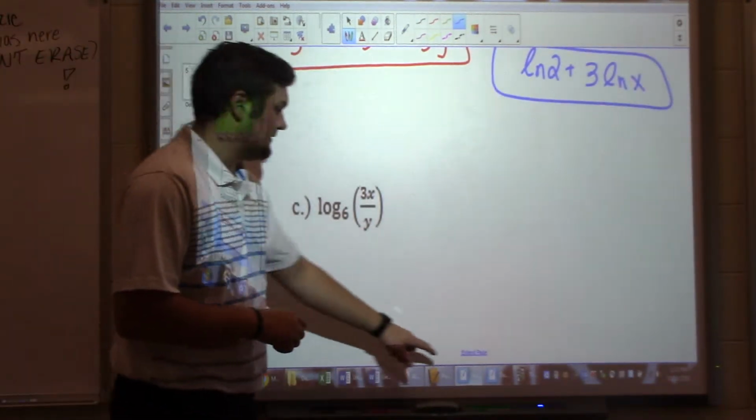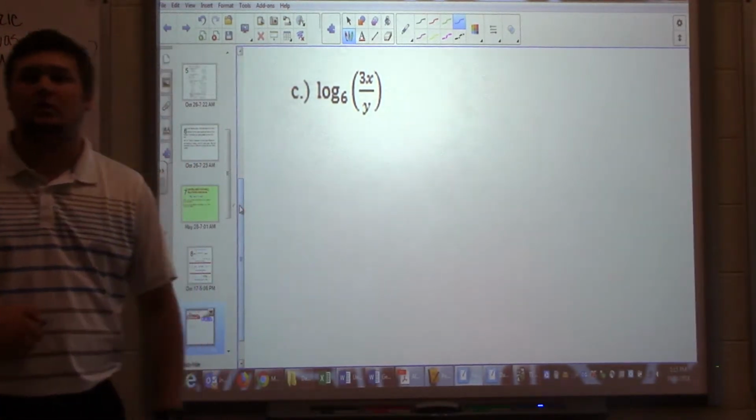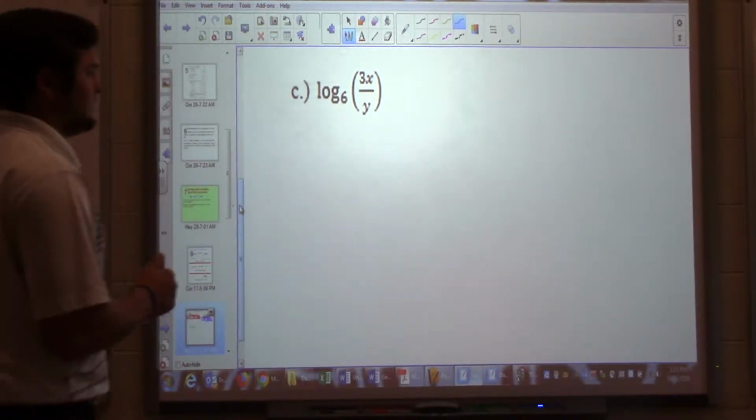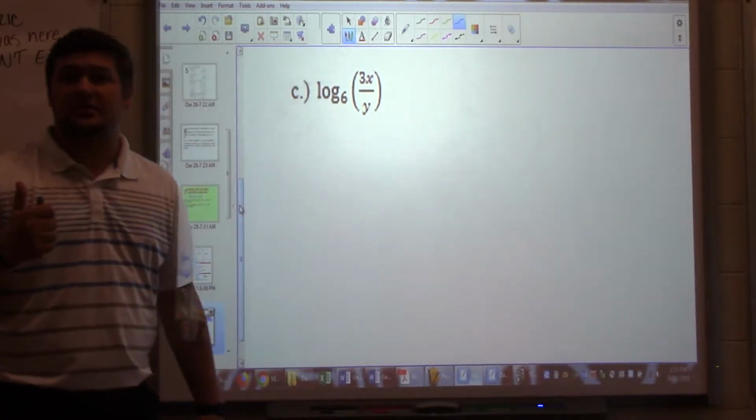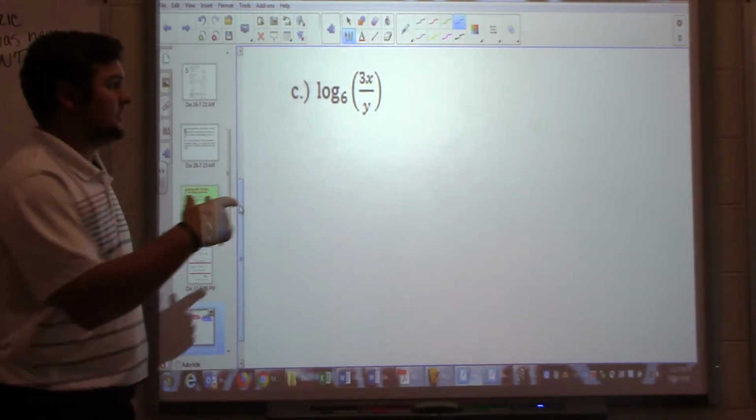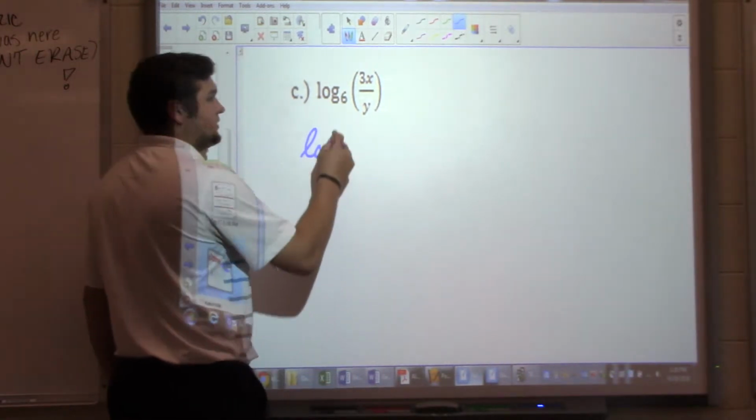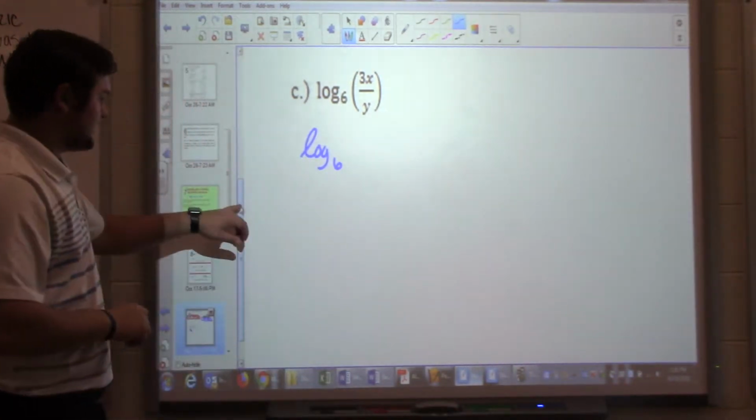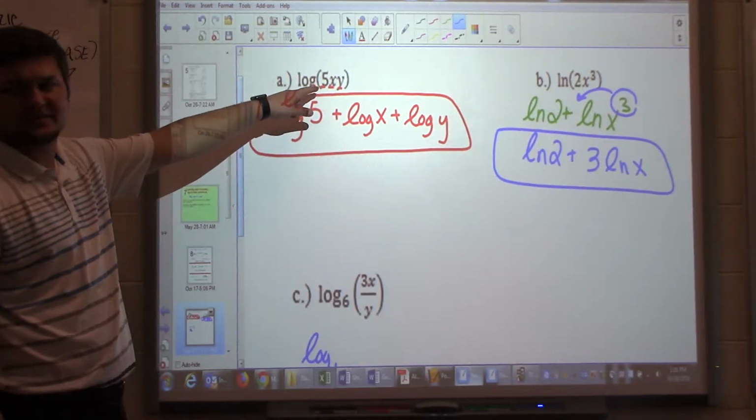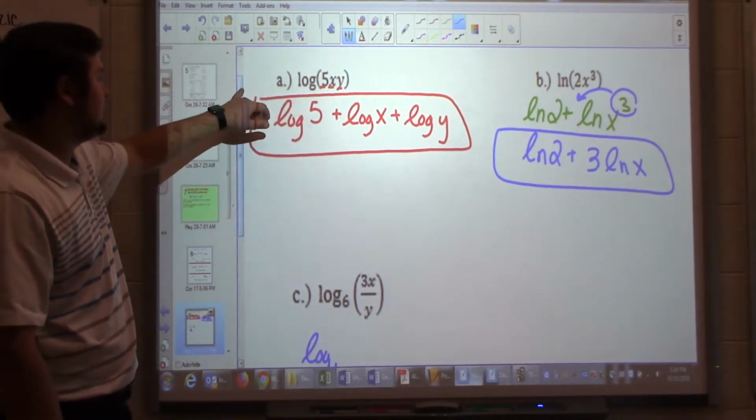Let's look at C. Log base 6 of 3x over y. Okay? Well, I have division. I'm going to start with that. Division turns into what? Subtraction. So what's going to happen is I'm going to get log base 6. Do not lose that base 6. The first two were easier to keep with because I didn't have a base. What would my base have been in the first problem? 10. When there's no base, it's a common log, right?